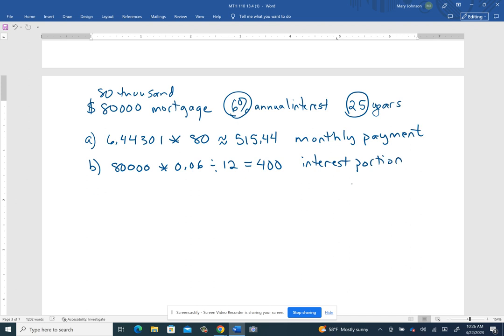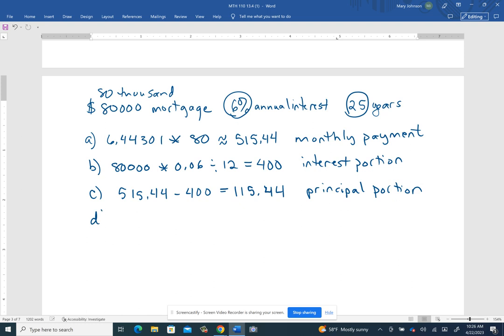Okay. So now I'm going to take that monthly payment of $515.44 and subtract 400, and that'll tell me how much is going towards paying off the loan. So $115.44. Okay. That's the principal part. So that's going to go towards paying off the principal.